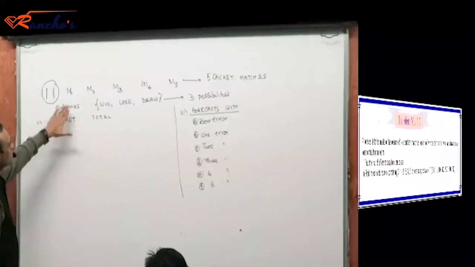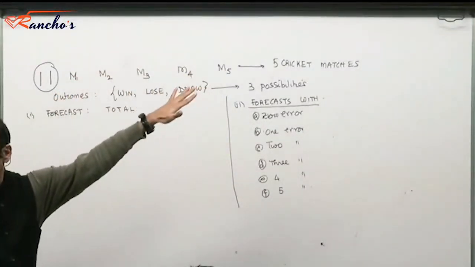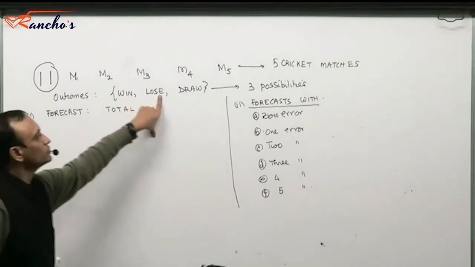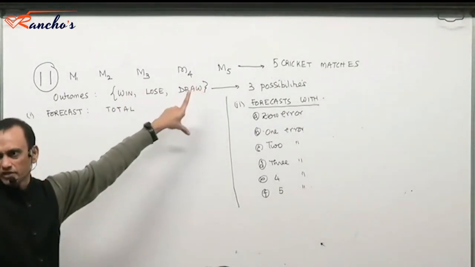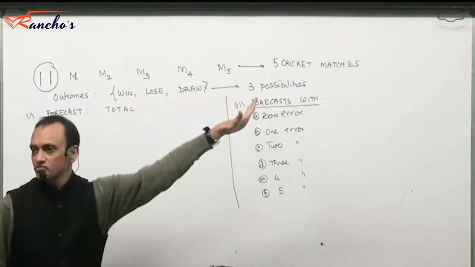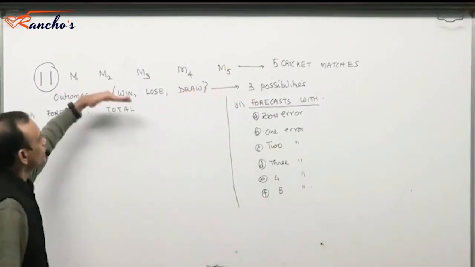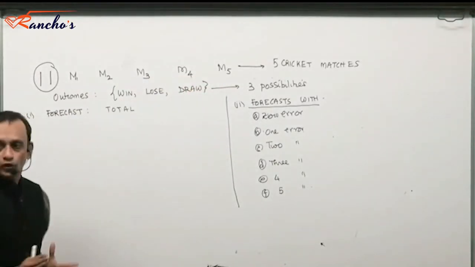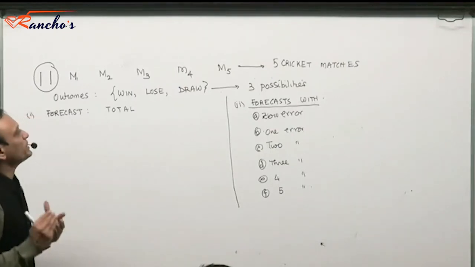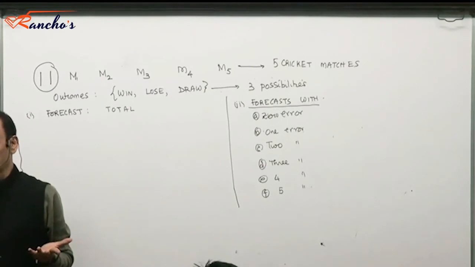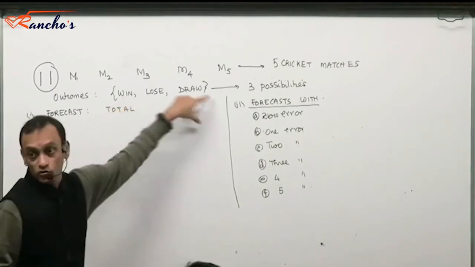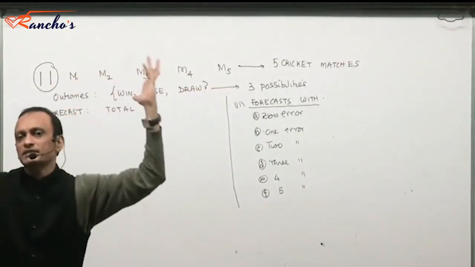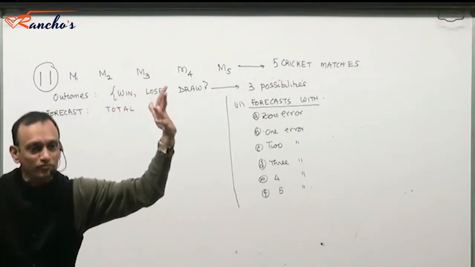One problem is again about 5 cricket matches, and each match could end in a win, a loss, or a draw, right? For a certain team, there are 3 outcomes: it wins, it loses, or it draws the match. Now the first part of the problem is how many different forecasts would be made. So a forecast has to come from these outcomes only. For any given match, you would have 3 possible forecasts. Forecast is what takes place before the match, right?